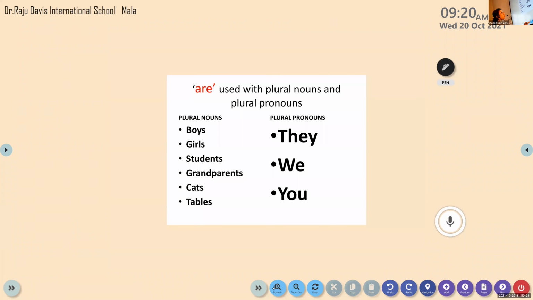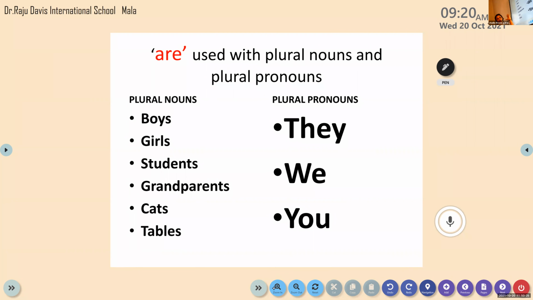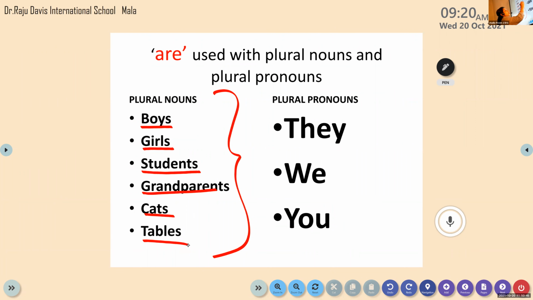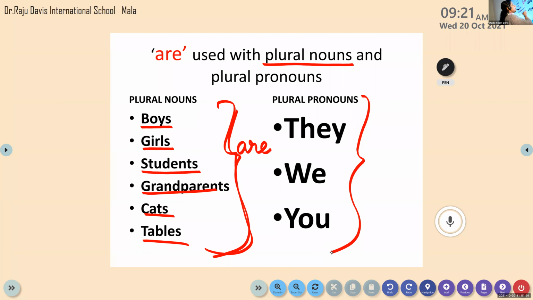Now all of you please have a look at this table. Are is used with plural nouns. So when we're talking about more than one or many, that is boys, girls, students, grandparents, cats, tables, we have to use are. And also when we're talking about the pronouns they, we and you, we use are. So with one, we use is, and with more than one, if it's plural, we use are. That is the difference. With I, we use am.